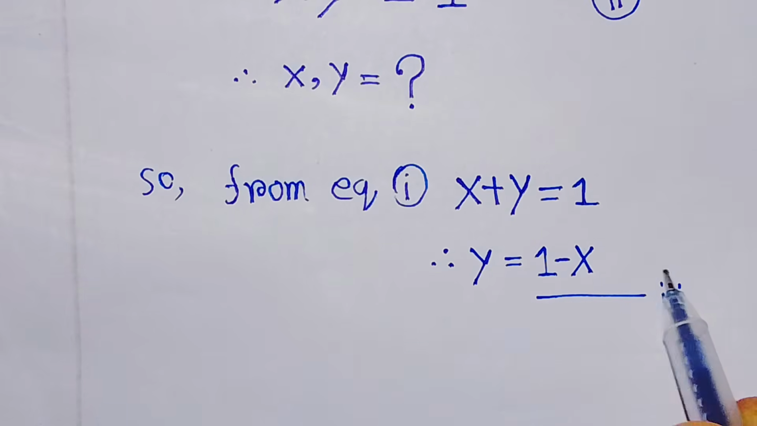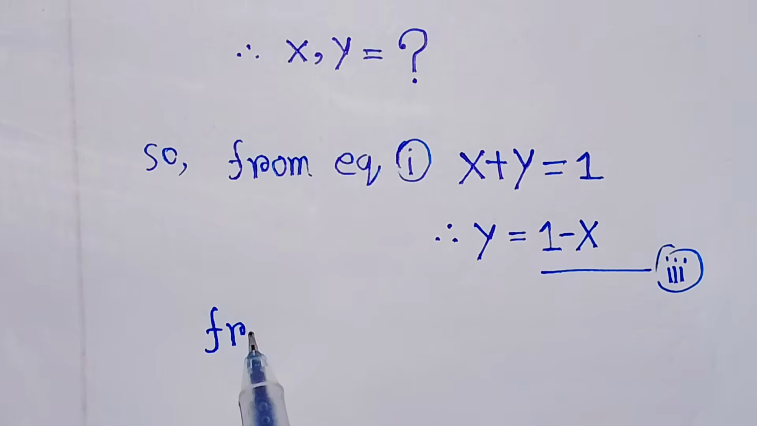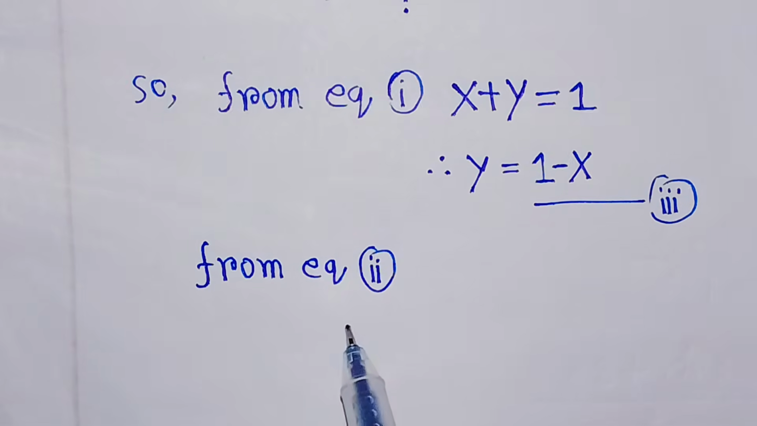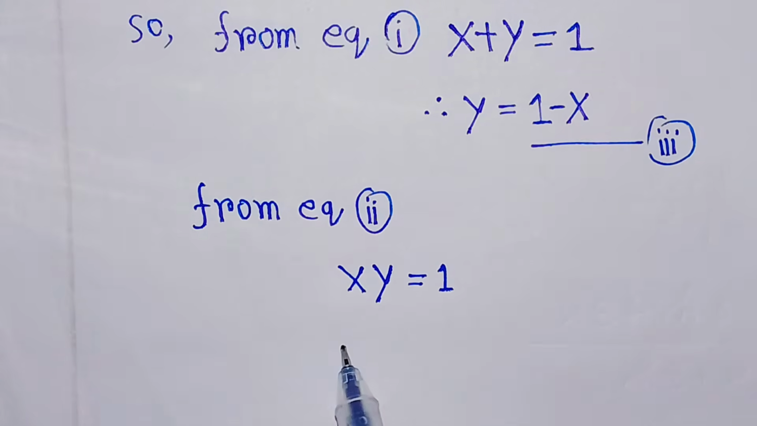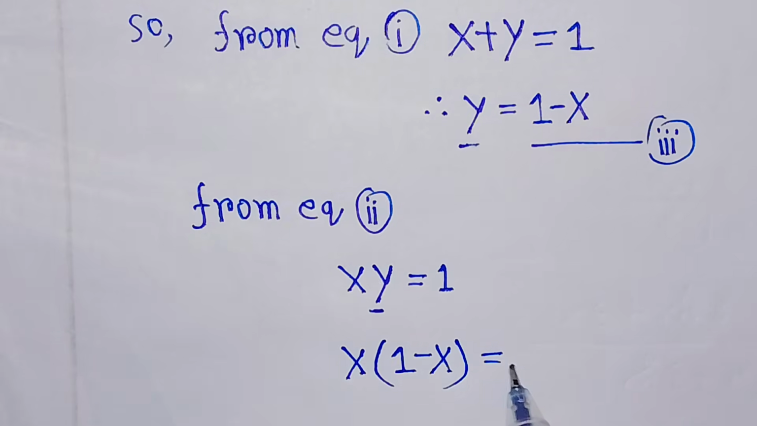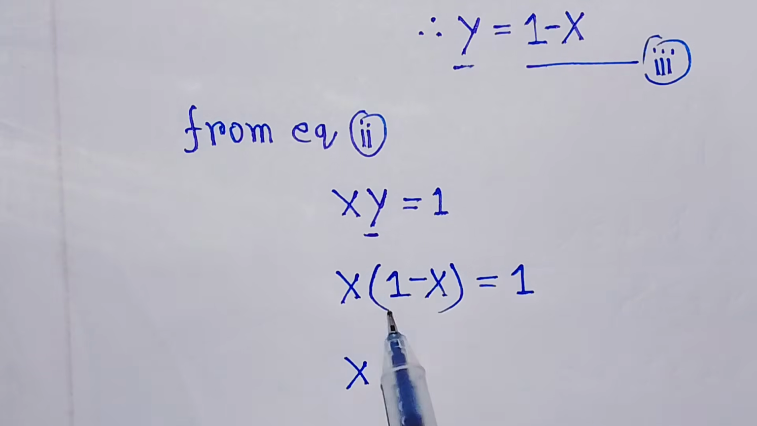After that, from equation number 2 we can write x times y = 1. Here we just replace the value of y from equation 3, which gives x times (1 - x) = 1. Multiplying, x times 1 is x, and minus x times x is x squared, so x - x^2 = 1.